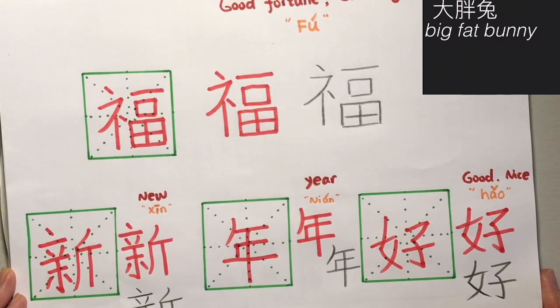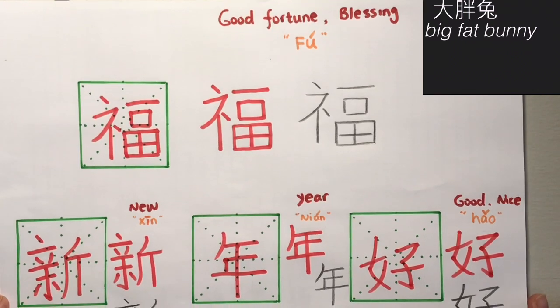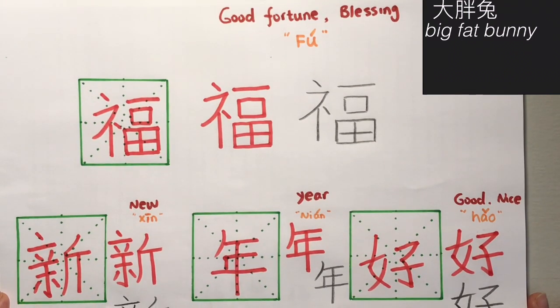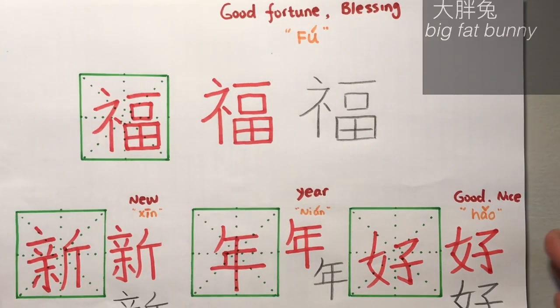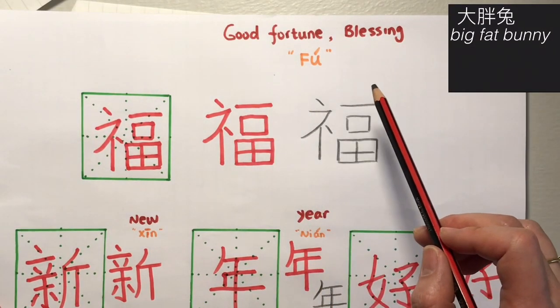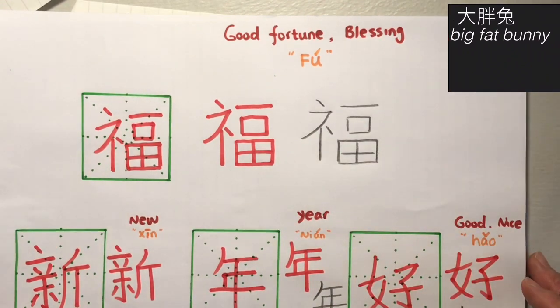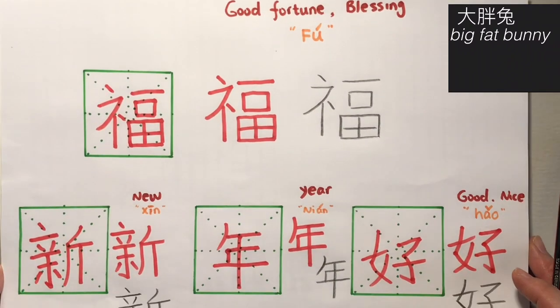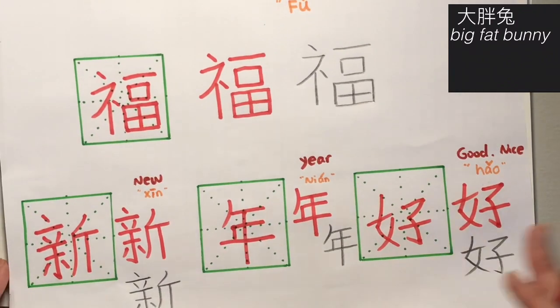Good blessings, everyone. Happy Chinese New Year. It's this Friday, the 25th, New Year's Eve. Good fortune, blessing, Fu. Remember, upside down means good blessing is coming. Then, New Year, Happy New Year.